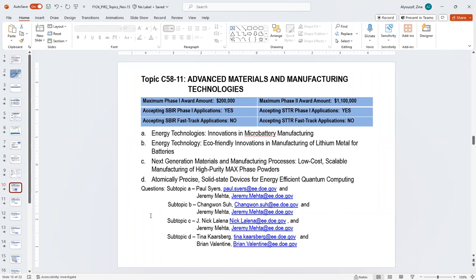I have them. It's just the overview that includes the summary information, the mention of subtopics A, B, C, and D. Yes. Okay, I will be speaking on subtopic A. My colleague Changwon Su, or Jeremy, other colleagues will be speaking on the other topics. So just to kick off, subtopic A is innovations in micro battery manufacturing.